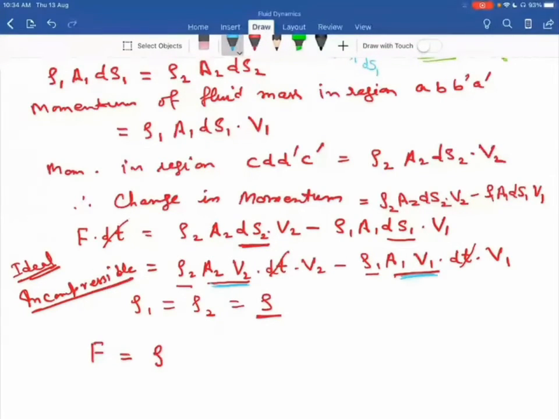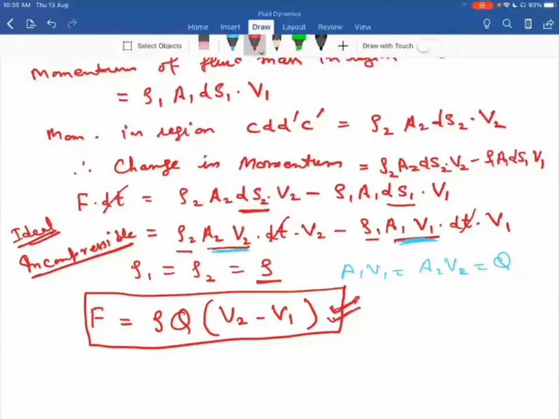ठीक है that is discharge. So I write A1 V1 equal to A2 V2 equal to Q. ठीक है so Q I take outside, rho Q और ब्रैकेट में आपके पास रह गया V2 minus V1. ठीक है ये इक्वेशन रह गया आपके पास.